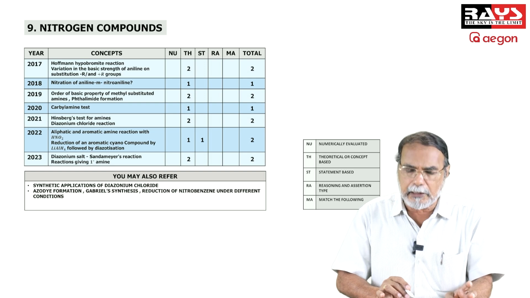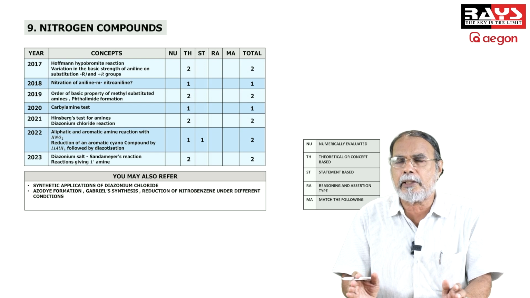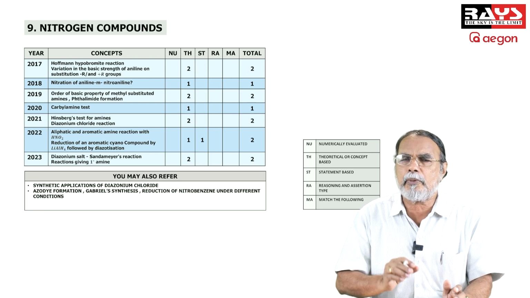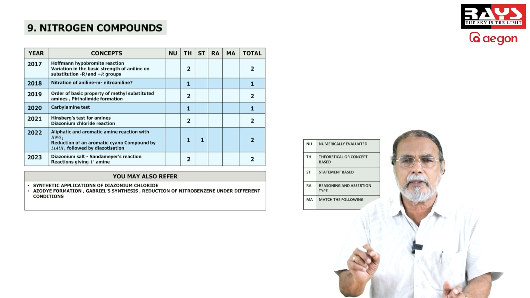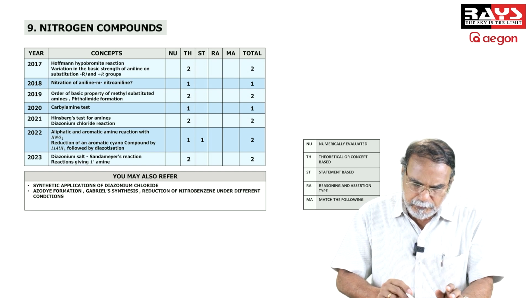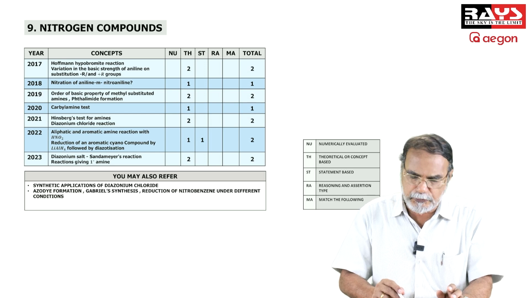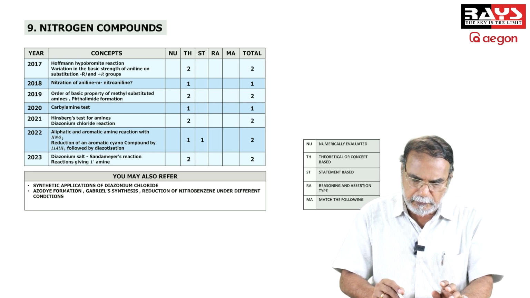And then the carbylamine test, a very standard question, a test for primary amine with chloroform and alcoholic KOH, you get a foul smelling compound, that is carbylamine, which is nothing but isocyanide. Okay, you must know the structure of isocyanide. Okay, and then in 2021, there was a Hinsberg test for amines, and there was a question on diazonium chloride.